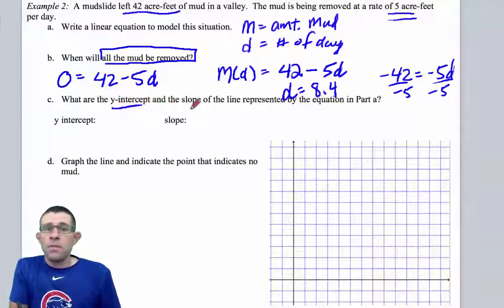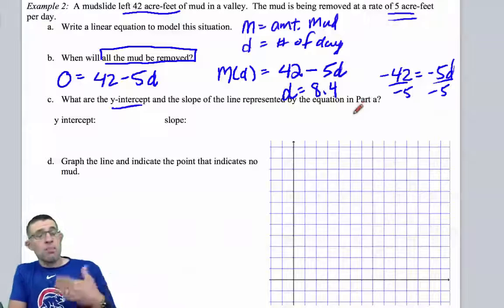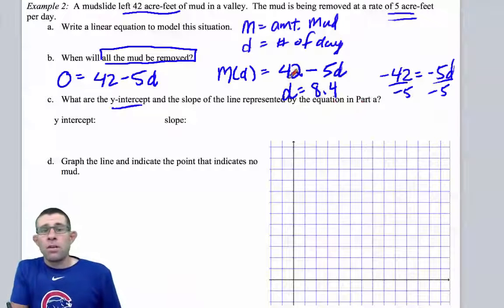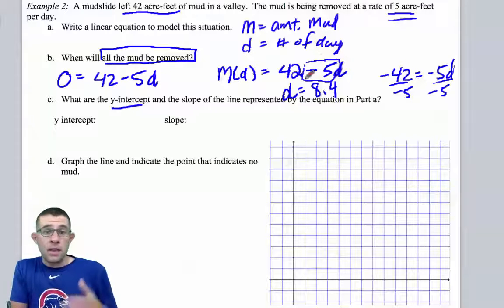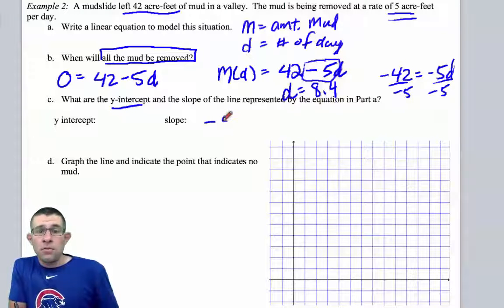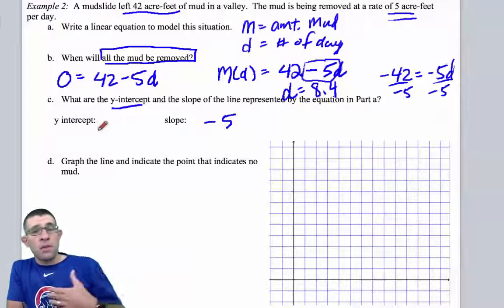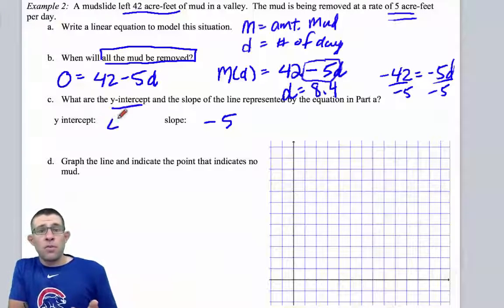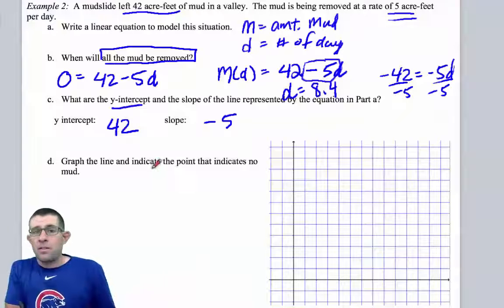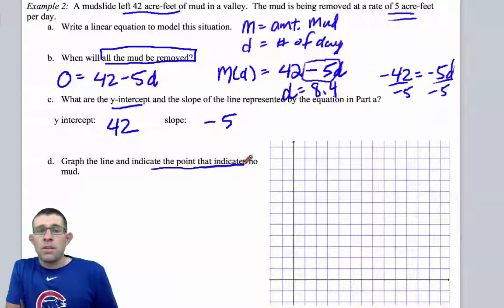Now it says, what is the y-intercept and the slope that are represented by this equation? Well, our slope here is the amount of removal per day. The negative is attached to that 5 because we're going to have a slope of negative 5. And our y-intercept is how much we start off with, and that's 42. Now we're being asked to graph this line and indicate the point that indicates no more mud is left.